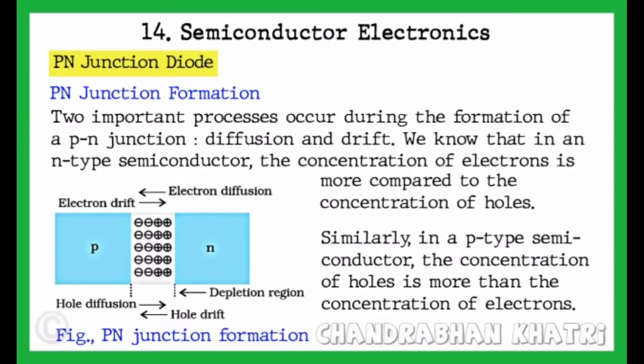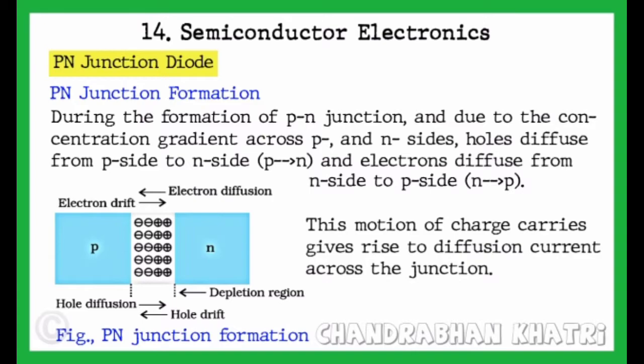Two important processes occur during the formation of a PN junction, that is diffusion and drift. We know that in an N-type semiconductor, the concentration of electrons is more compared to the concentration of holes. Similarly, in a P-type semiconductor, the concentration of holes is more than the concentration of electrons.